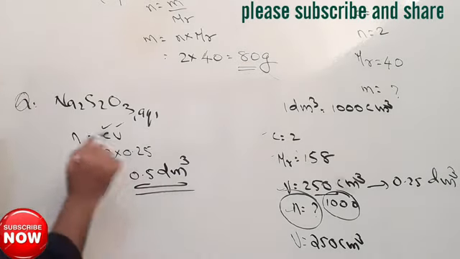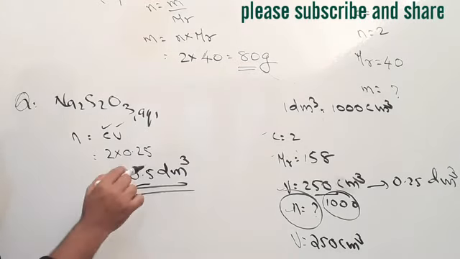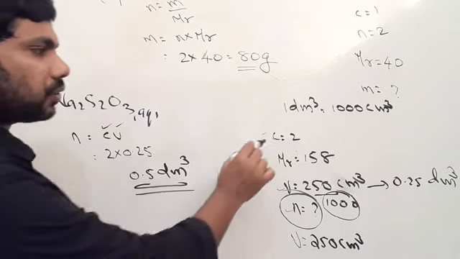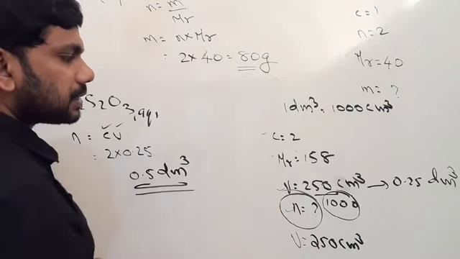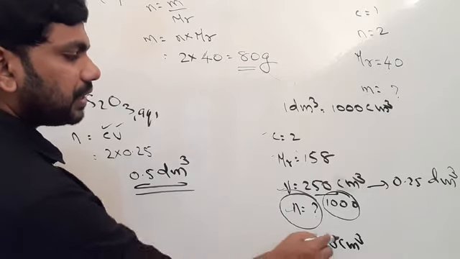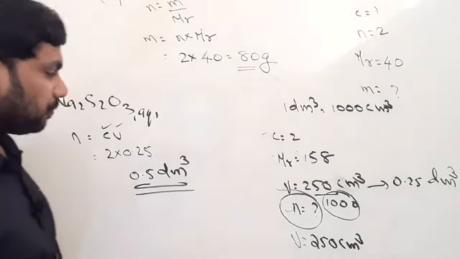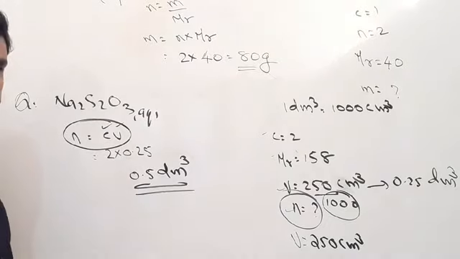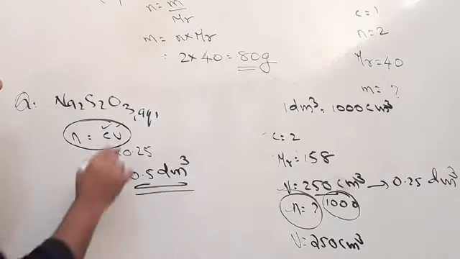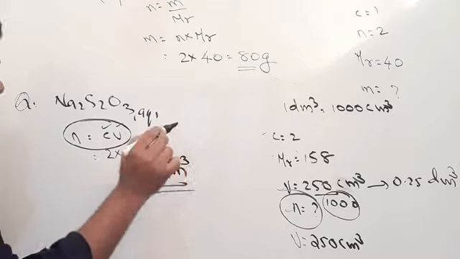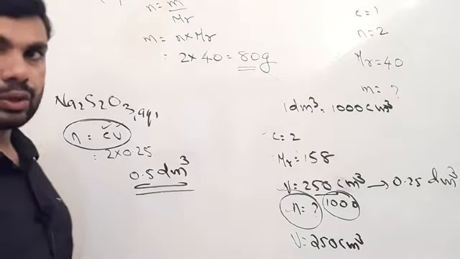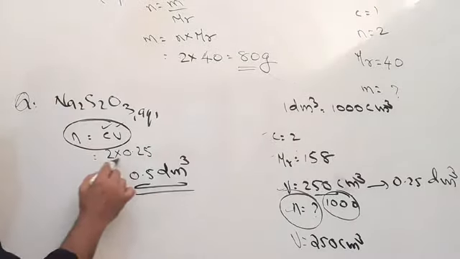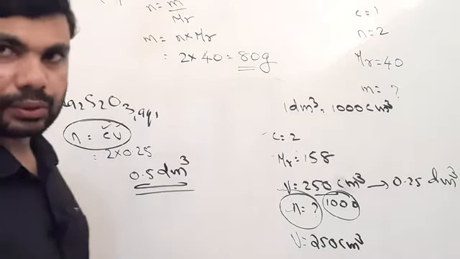So the question says find the number of moles of the aqueous solution of Na2S2O3. Here concentration is given, molecular mass is given, volume is given, 250 centimeter cube. So to find the number of moles we will use this equation: number of moles is equal to Cv. C means concentration, V volume. Concentration is 2, volume 250 centimeter cube, to convert to decimeter cube divide by 1000. So this is the answer, 0.5.